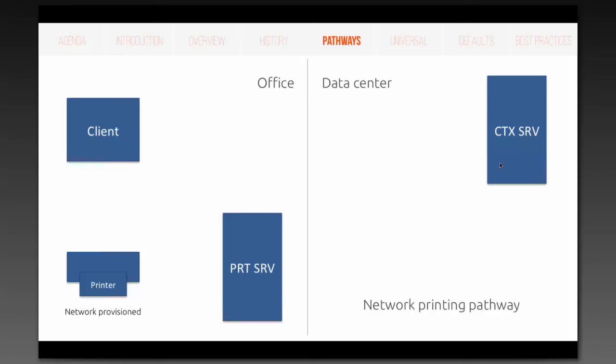Now, if we move the print server physically from the data center back to the office and still use the network printing pathway with network provisioned printers, then the same rules apply basically, because the client will have again a session on the Citrix server, and then the Citrix server will send over the print output to the print server over to the printer. Now this will again be uncompressed because the Citrix server as well as the print server are both not capable of talking over ICA, so there's no way for us to compress or manage the traffic sent between the Citrix server and the print server, at least not from a basic Citrix setup.